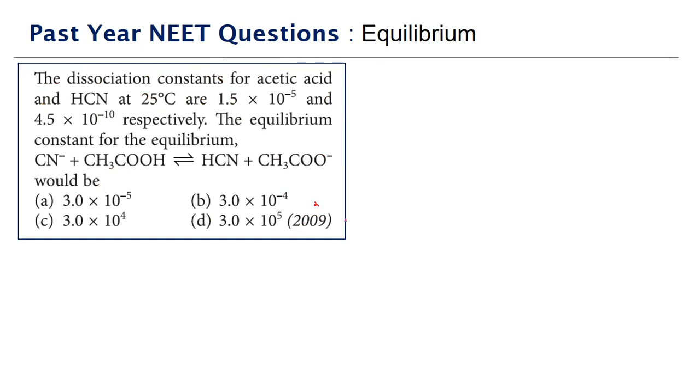Next we have a question that has come in the year 2009. The dissociation constants of acetic acid and HCN are given. What is acetic acid, by the way? CH3COOH. And HCN, the dissociation constants are given, means they are giving us the Ka values. What are those values? 1.5 in 10 power minus 5 and 4.5 in 10 power minus 10 respectively.